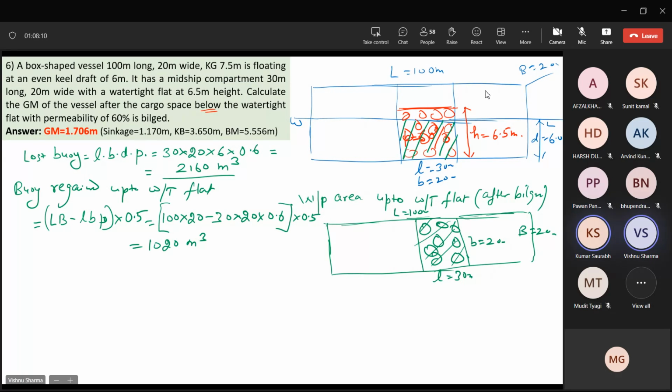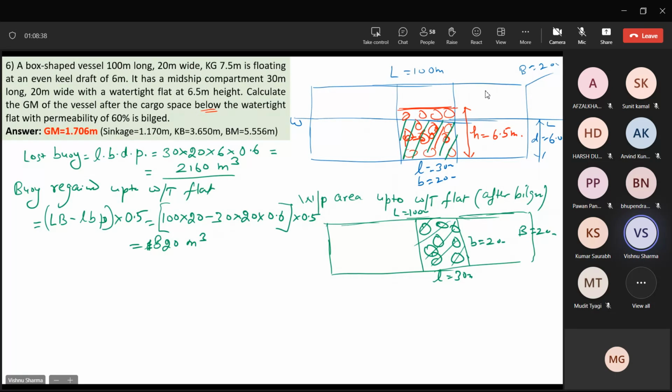Guys, 1020 cubic meters. Can somebody check and validate before we make a mistake? Is that correct? Sorry, 820. 820 will come, sir, 820. 820, okay.